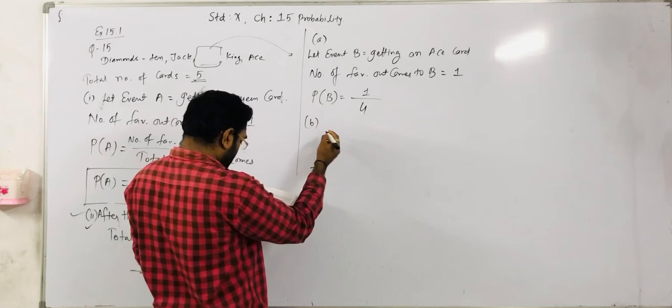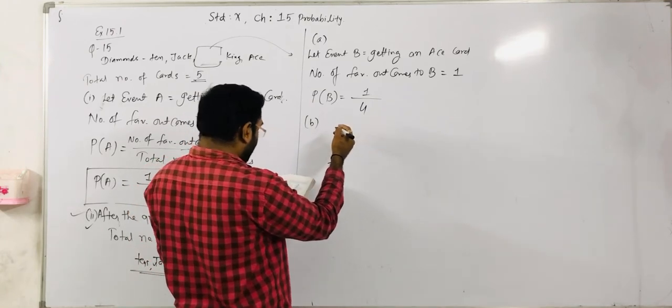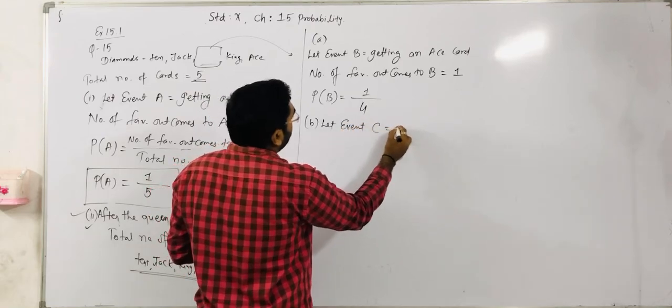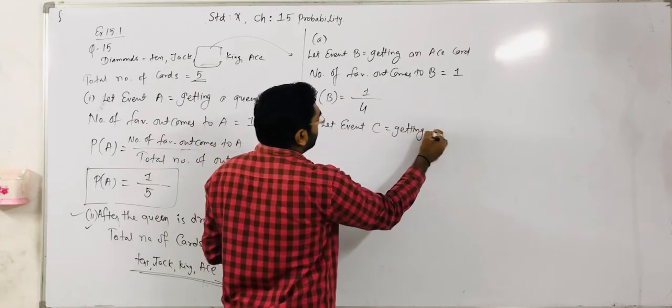In the second question, we are asked to find the probability of getting a queen card. So let us take an event C, which represents getting a queen card.